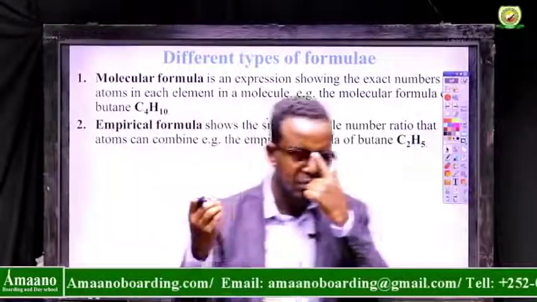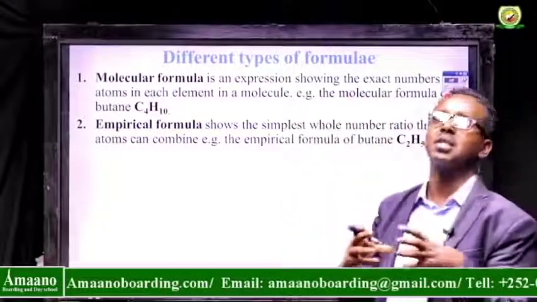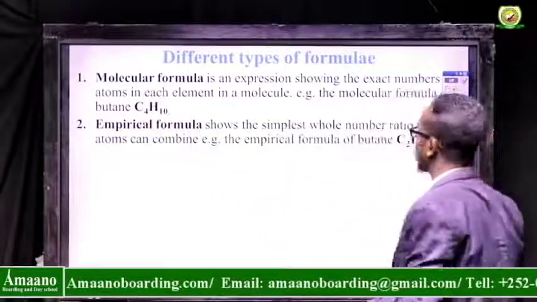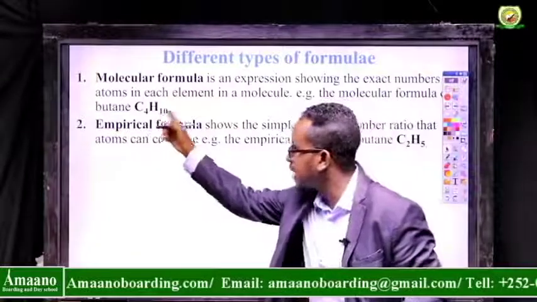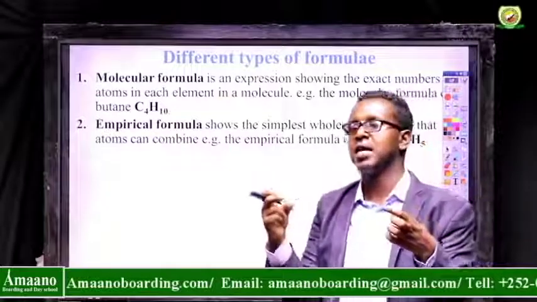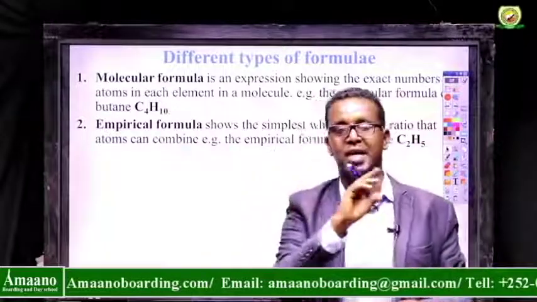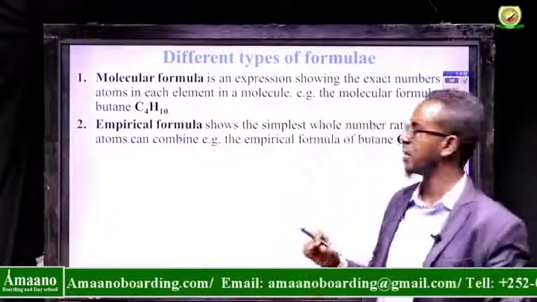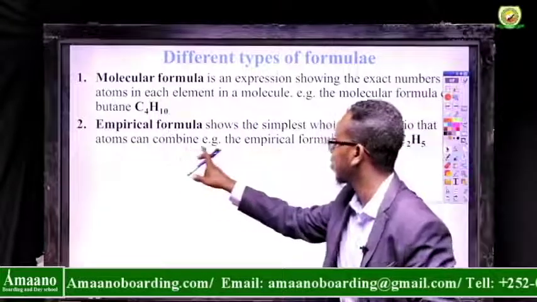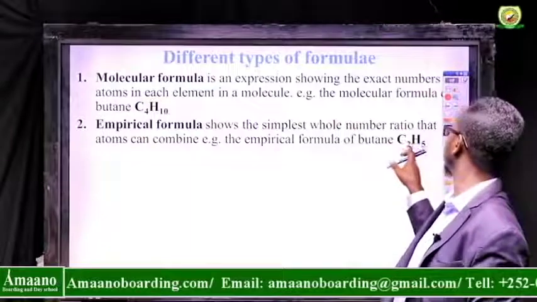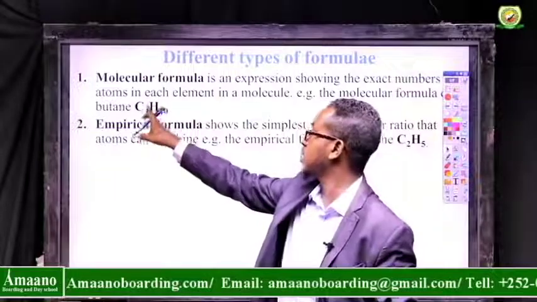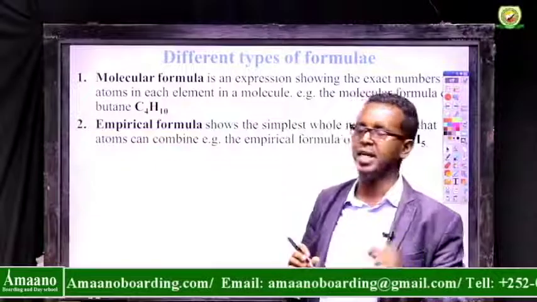What about the empirical formula? The empirical formula is the simplest whole number ratio in which atoms combine. Consider C4H10. Can we write the empirical formula of this one? It shows the simplest whole number ratio, not fractions or decimals, in which atoms can combine and react. So the empirical formula of butane is C2H5.